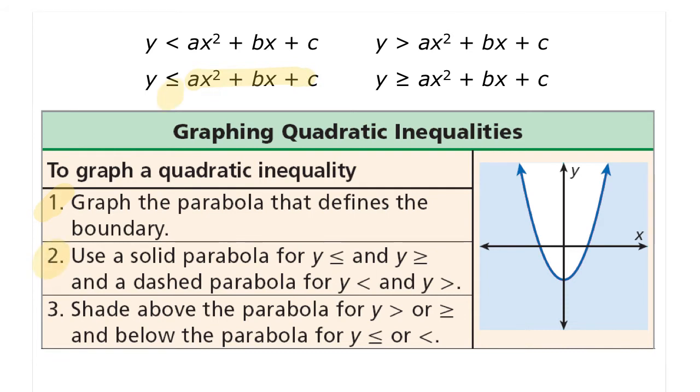Then in number 2, you're going to use a solid line if it's less than or equal to or greater than or equal to. So essentially the solid line means that we want to include what's on that line. And you're going to use a dashed line if it's just less than or greater than symbols. And then lastly, you're going to shade above the parabola if your symbol is greater than or equal to, and you're going to shade below the parabola for less than or equal to.